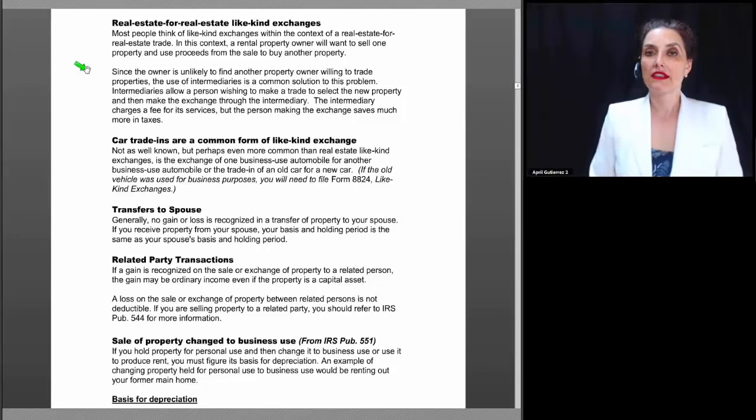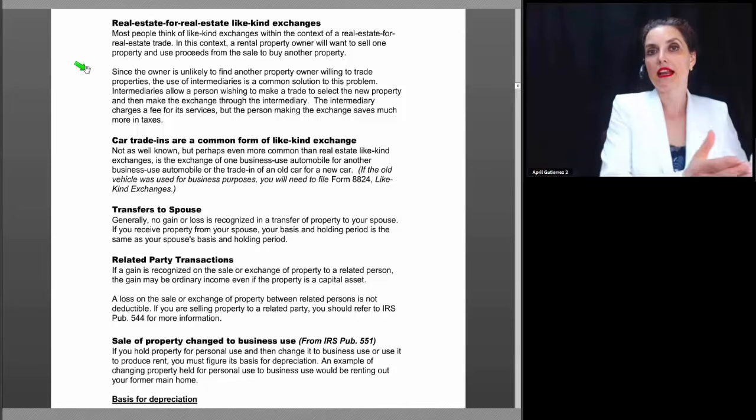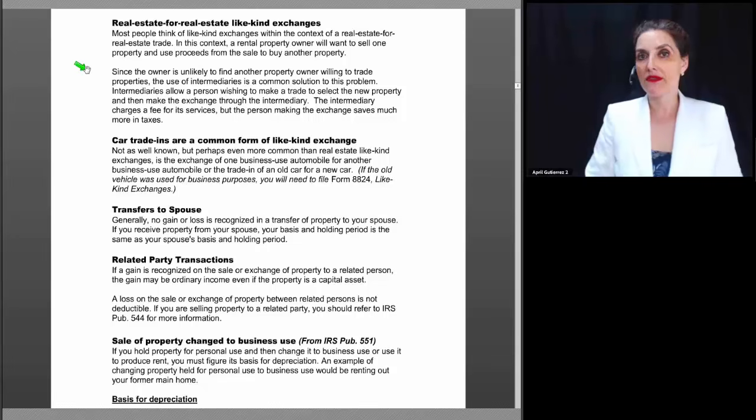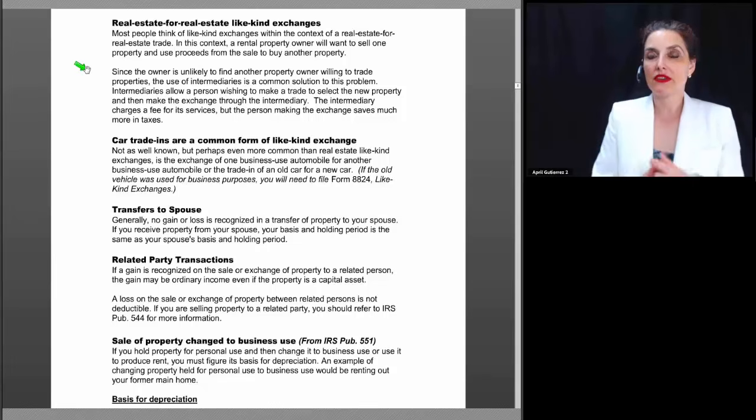So the idea behind the like-kind exchange rules is that you can trade an existing property for another property of like kind, and you won't have to pay tax on the profit that you realize from that sale. It becomes an unrealized profit that is not taxed. Most of the time, when people are talking about like-kind exchanges and worried about the intricacies of it, they're thinking about real estate for real estate.